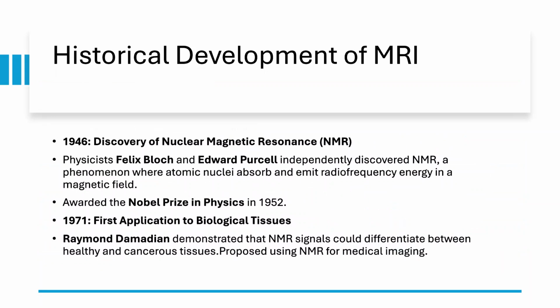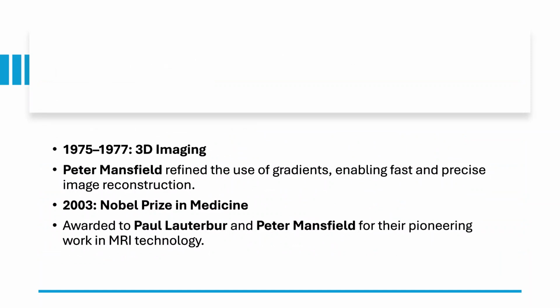So now let us see the historical development of MRI. In the year 1946, two physicists named Felix Bloch and Edward Purcell discovered the phenomena of nuclear magnetic resonance. Both of them were awarded Nobel Prize in Physics in the year 1952. In the year 1971, Raymond Damadian demonstrated that NMR signals could differentiate between healthy and cancerous tissues, and he proposed using the NMR technique for medical imaging.